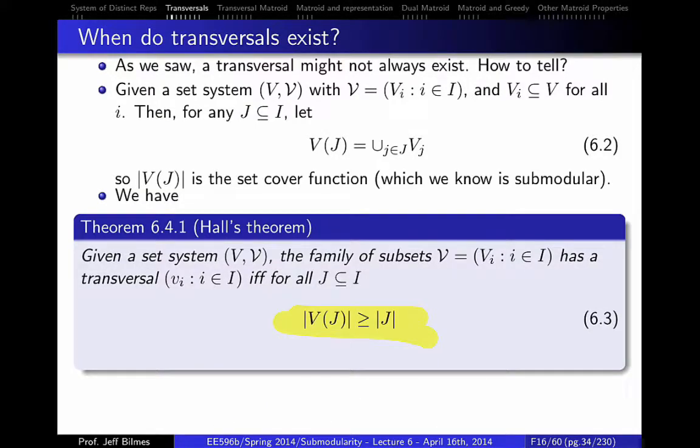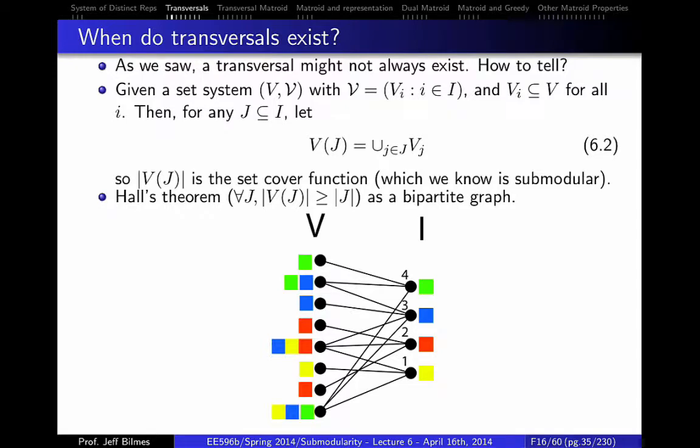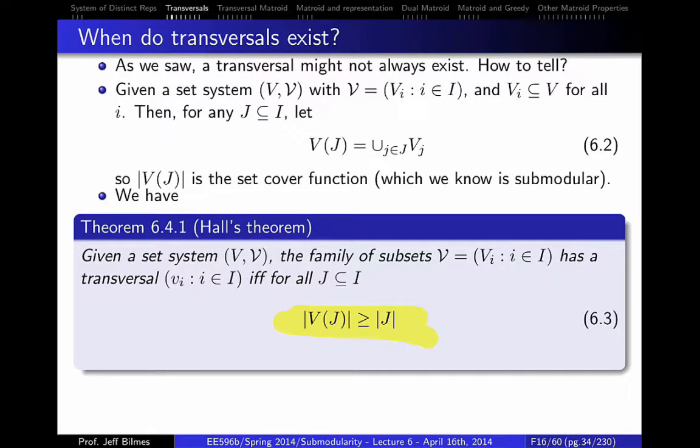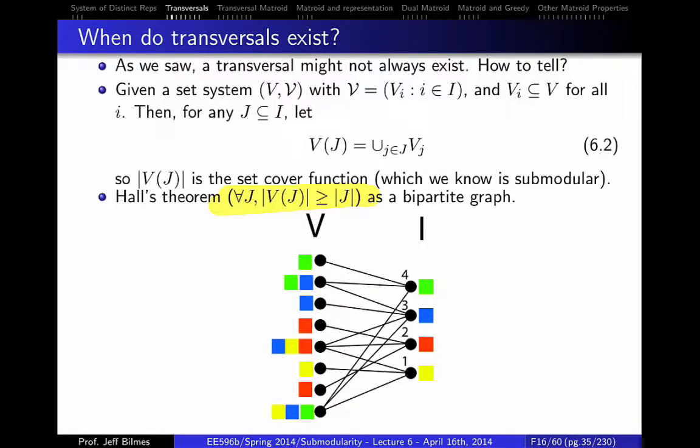And in order to offer some intuition as to why this works, here's Hall's theorem again. Yep. Is it not enough if it's true for the largest set? It has to be all subsets. It's not enough if it's true for the largest one. In other words, it's an if and only if condition. It has to be true for all subsets. Let's see if we can gain some intuition as to why that is the case here.